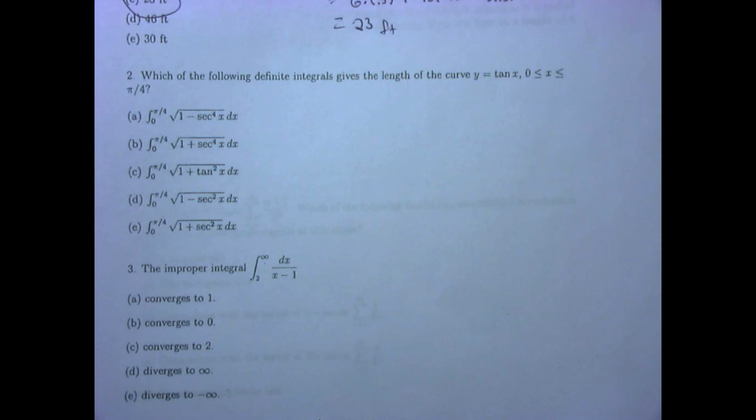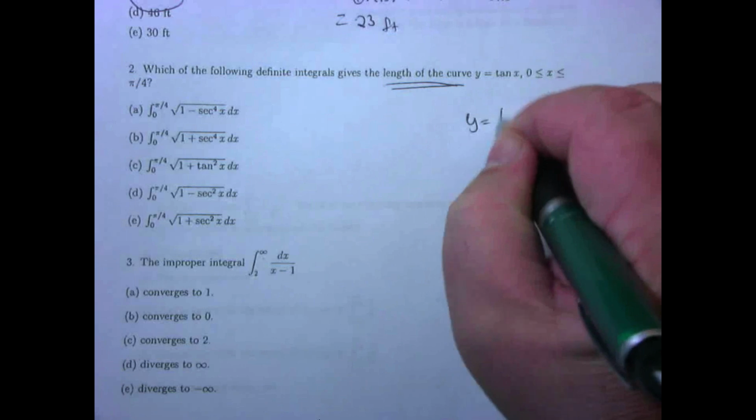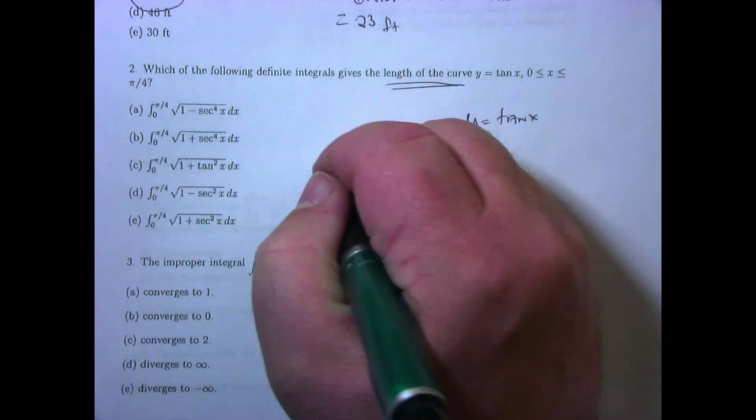Here's one. Which of the following defines the integral that gives you the length of the curve? Okay? Length of curve. Look at how they're wording it. Of y is equal to the tangent of x. This is a problem that does not require a calculator because they gave the answer as an integral. The thing you had to understand was this. What does the word length of a curve mean to you guys?